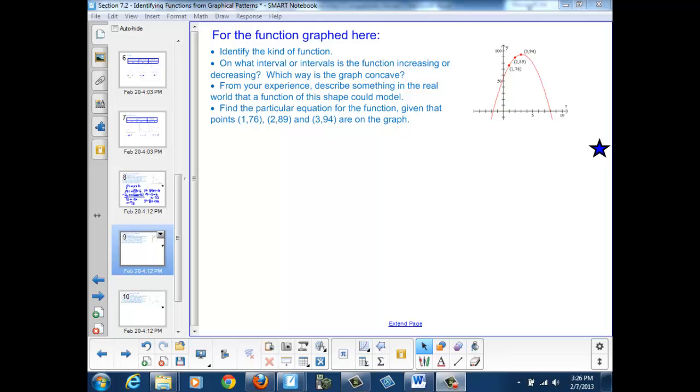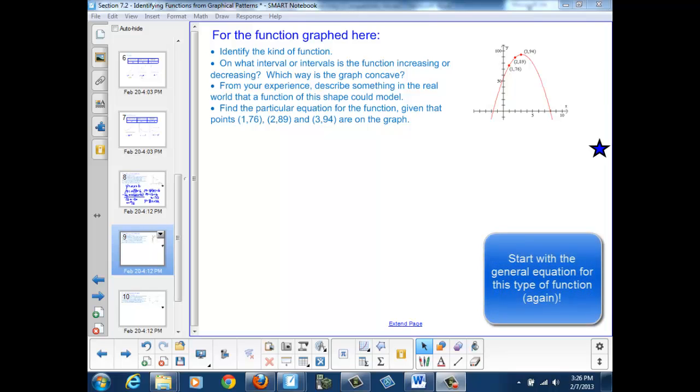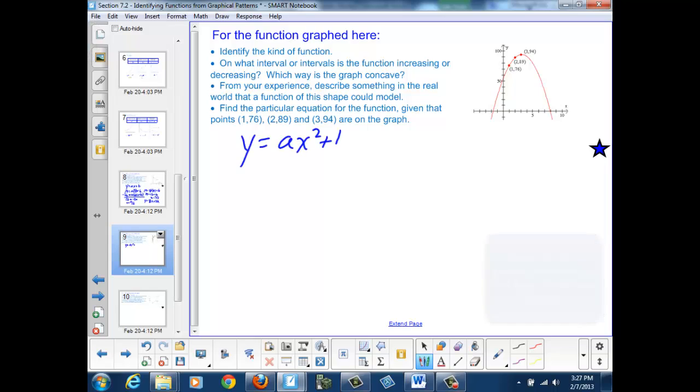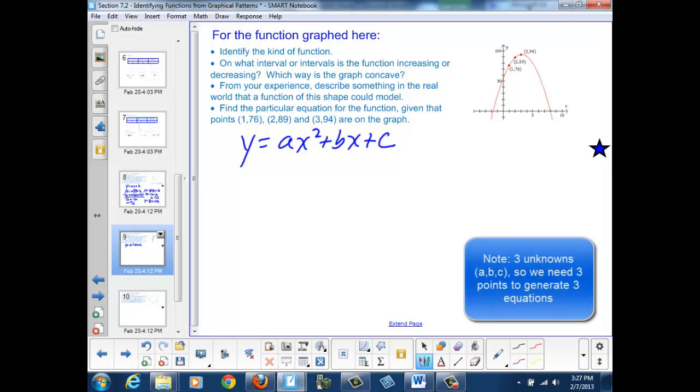To find the particular equation for the function, given that we have the points (1, 76), (2, 89), and (3, 94), we're going to follow the same approach we did in the last example, where we'll start with the general equation for a quadratic function. So y equals ax squared plus bx plus c. And we're going to plug in our values for x and y and come up with three separate equations.